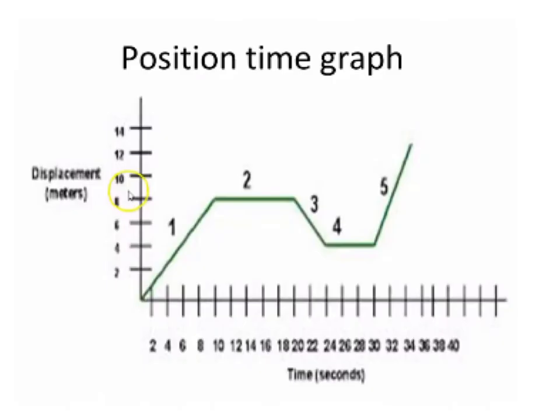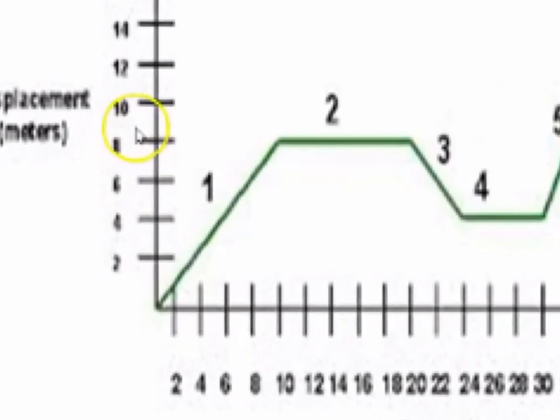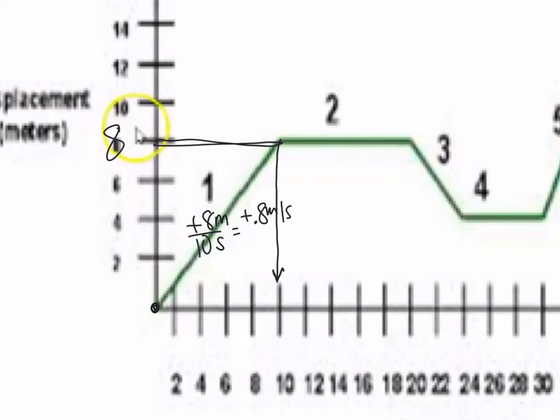Okay? All right, so take a look at this one, the position time graph. Look at position 1. Where did my runner start? 0. And they moved away from start for how many seconds? Can you see that? I know it's kind of blurry up there. 10 seconds. How much ground did they cover? 8 meters. So I rose 8 and I ran 10. So my slope is a positive 0.8 meters per second.